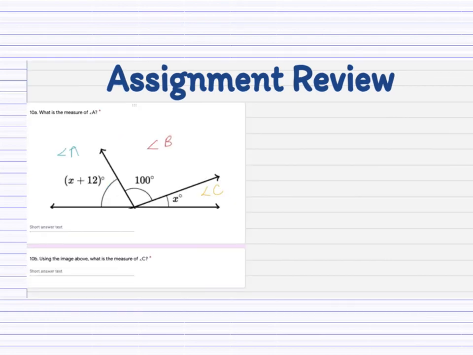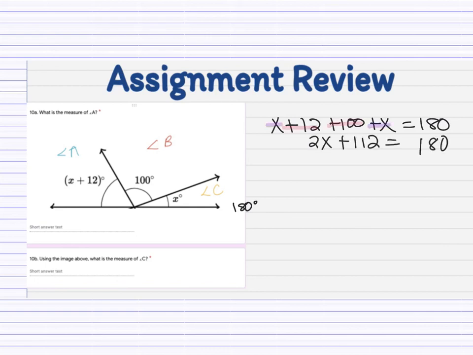All right, and lastly, 10a says, what is the measure of angle A? So we have a supplementary angle here because we have that straight line at the bottom, and that tells us that it's 180 degrees. So I'm going to set up my equation. Right now I'm going to combine like terms. Once I combine, I'm going to get 2x plus 112 equals 180. Right now you're going to go ahead and solve that two-step equation. And then once you get your answer, you first need to plug it in to get the measure of angle A, which is x plus 12. And then you will also plug it in here to get the measurement of angle C.